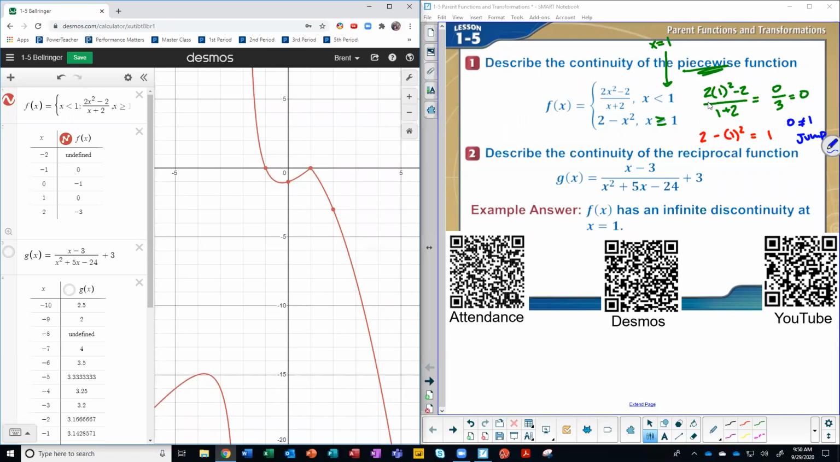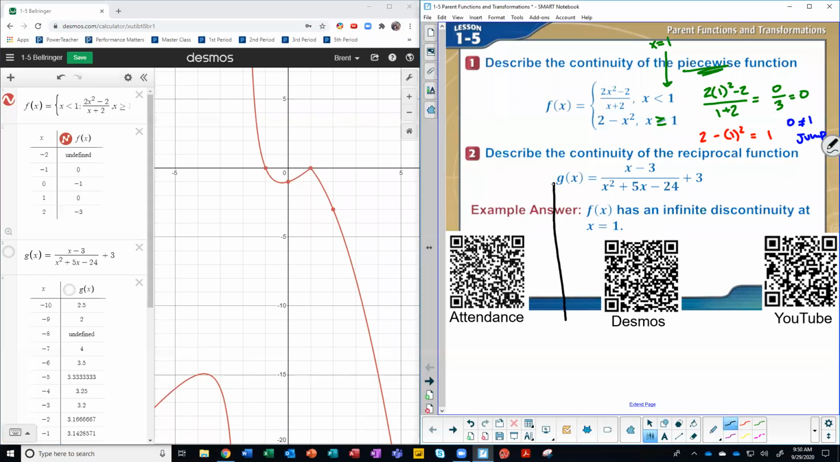So that's how you find a jump by algebra. You plug in the values of a piecewise equation and you check to see if they're equal to each other or not. If they're not equal, it's a jump. If they are equal, it's not a jump. Now, what about removable and infinite? The easiest way to explain that is to go to number 2.